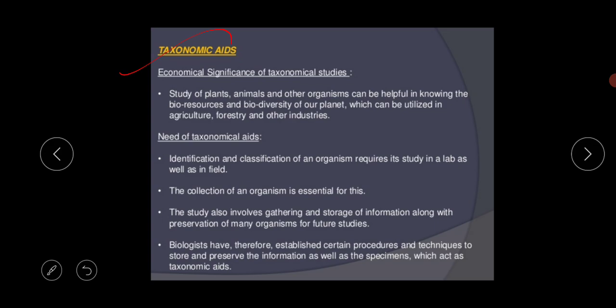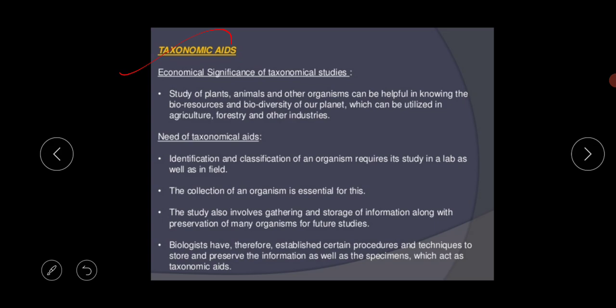So specimens should also be collected, preserved and stored for later verification. Biologists have standardized procedures and techniques to store information and specimens. The storehouses of information and specimens which can help in identification and classification of organisms are called the taxonomic aids. The important components are botanical gardens, zoological gardens, herbaria, zoological museums, parks, etc.